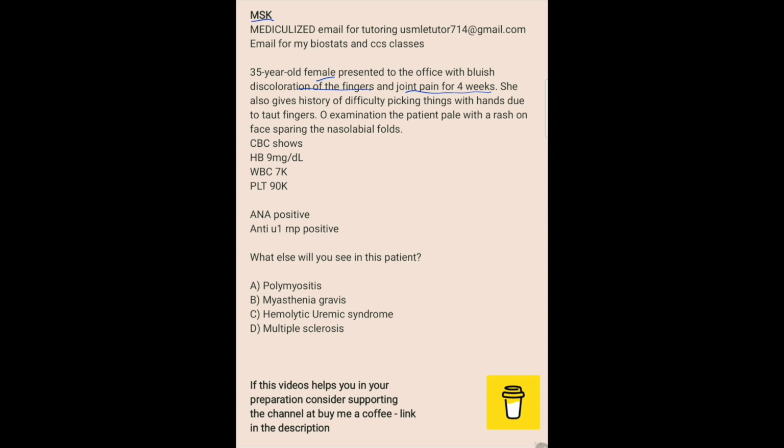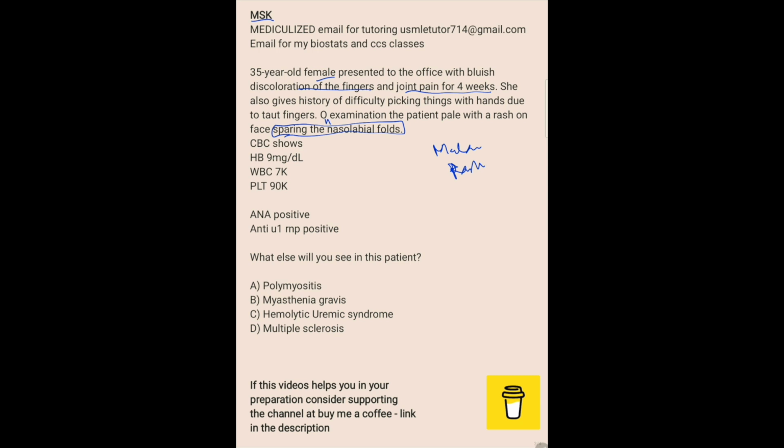On examination, the patient is pale with a rash on the face, sparing the nasolabial fold. So remember, this is a malar rash. I put in the question that it spares the nasolabial fold because it helps to differentiate it from other rashes. So if they say it spares the nasolabial folds, they're talking about SLE.